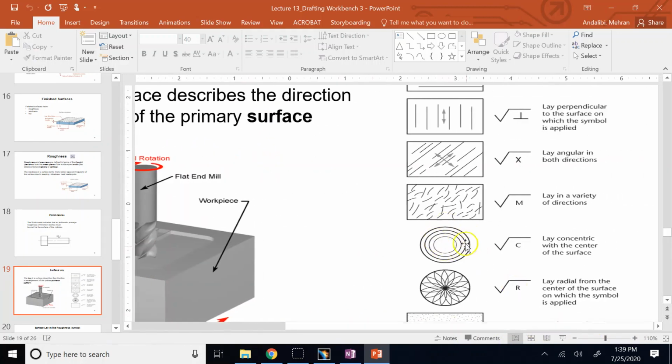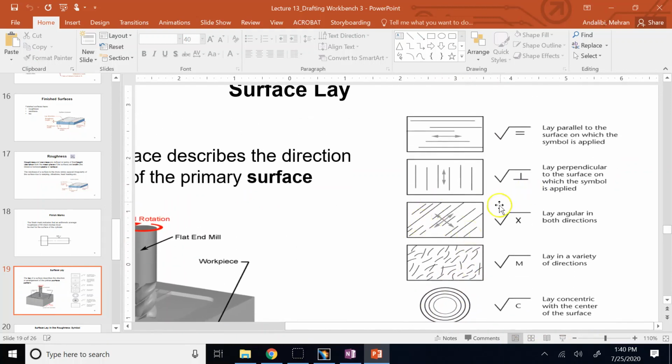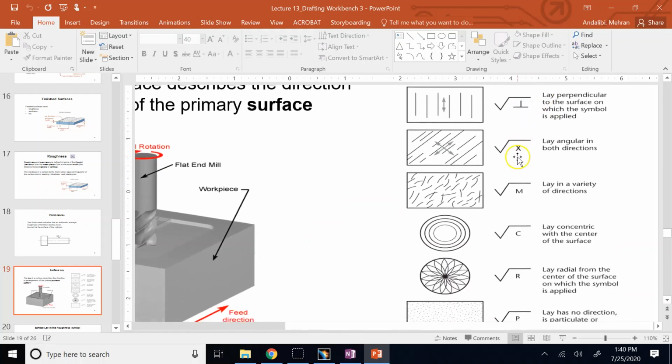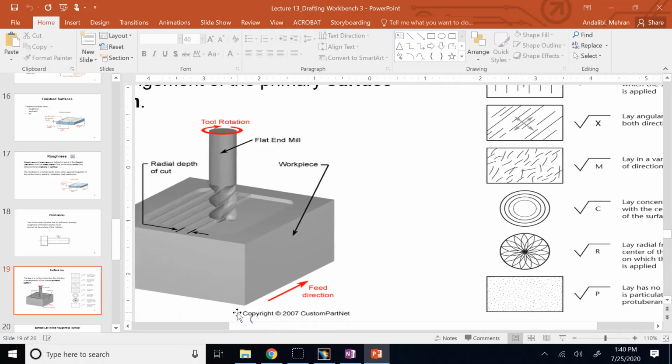Sometimes you get, basically, concentric lays. Sometimes you get lay in two directions that we show with letter X. Sometimes you get it in a variety of directions, so we use M. Sometimes you get radial directions, use R, and sometimes there is no particular direction, so we use P for protuberant. Okay, so there are different ways that, based on the manufacturing method, you can get different directions of lay.